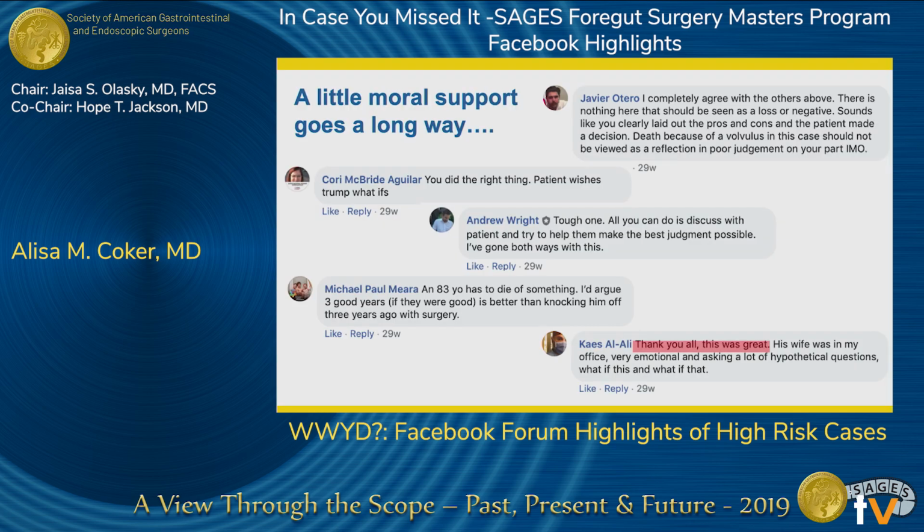I also want to highlight what I think is so amazing about social media in this group. When you're feeling alone or you're doubting yourself and you just need to hear from a group of people who understand what amazing things you do for your patients every day, you can get that. In this case, the majority of responses were simply support that the poster had done the right thing.